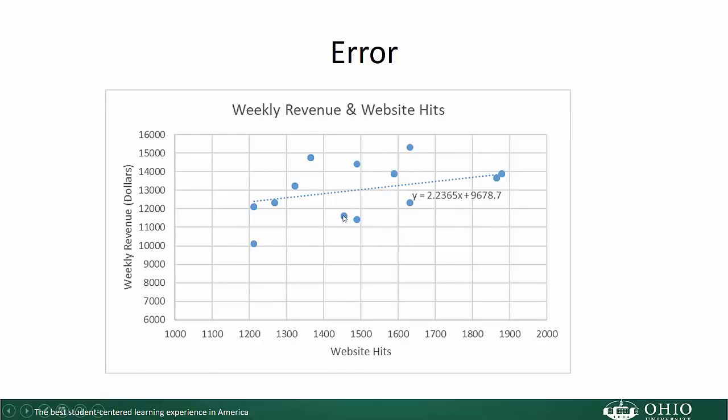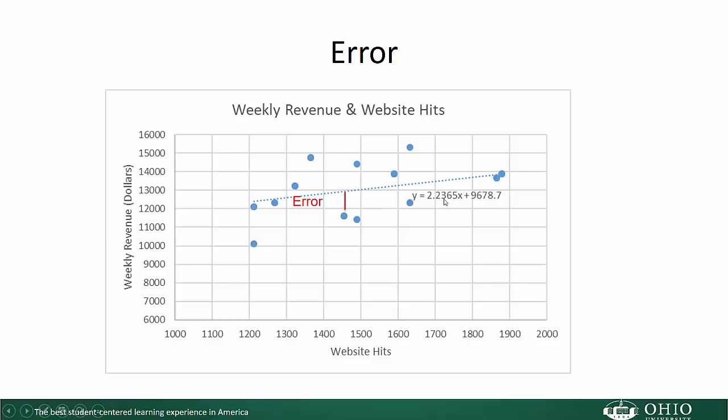If you focus on this dot right here, this is a restaurant, and their website hits were about 1,450. And their weekly revenue, or their actual value of y, was about 11,500. However, you can see that the regression equation predicted that their weekly revenue, or the y variable, would be about $13,000. So again, this is the regression line. It's the predicted values of y. So this difference between the actual value of y and the predicted value of y is called error.